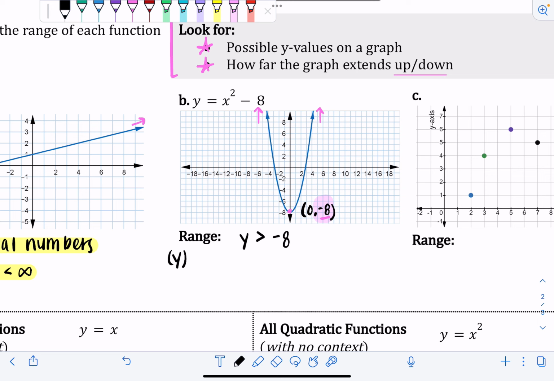And then we want to think about, is our function exactly on that point, negative 8? And it is, it crosses through there exactly. So even though there's no dot there, it crosses through it exactly. So that means it can be equal to negative 8. So we would put y is greater than or equal to negative 8. Since that negative 8 is the very bottom, this means that our range can cover any y value that's from negative 8 or above it or greater than it. And that would be all the values up here.